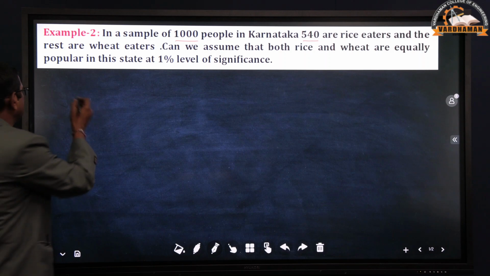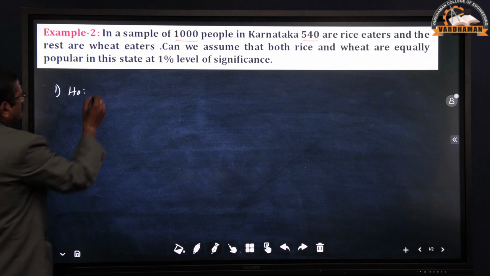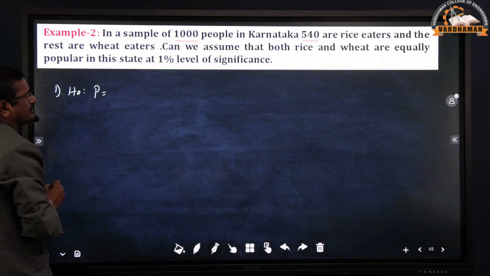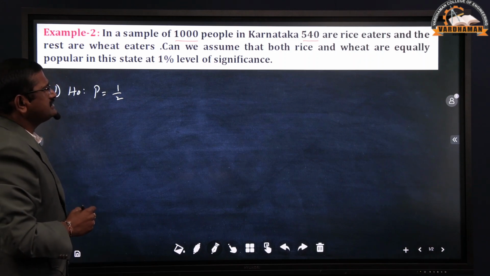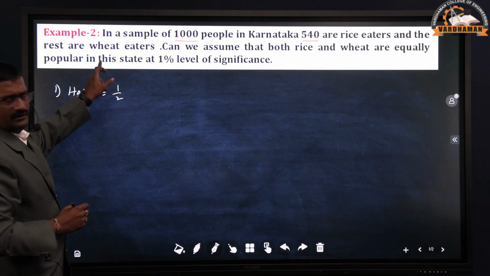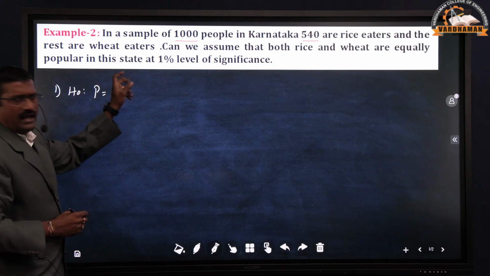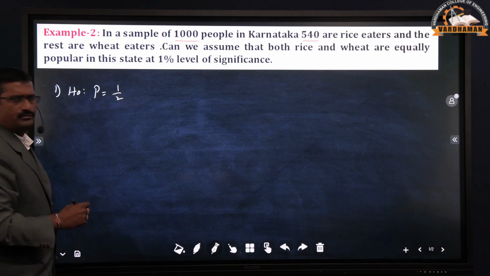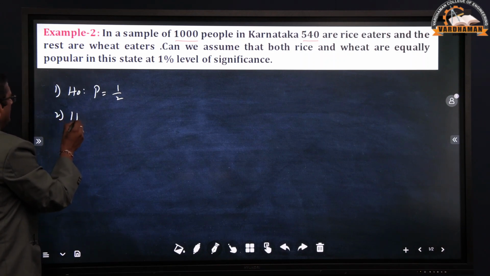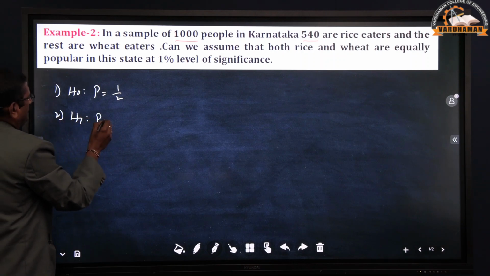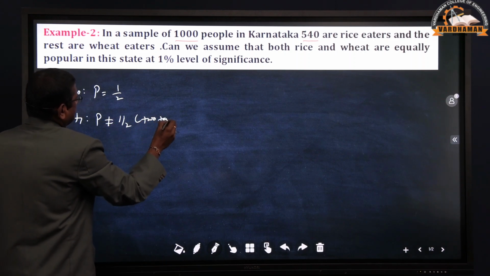As per the working rules, the first working rule is the null hypothesis, which is denoted as H0. So we can take it as P is equal to half, because rice eaters and wheat eaters are equally popular. They mentioned the statement that rice eaters and wheat eaters are equally popular. As per this statement, we write the null hypothesis as H0 colon P is equal to half. Second one is H1, the alternative hypothesis: P not equal to half. We can mention two-tailed test.